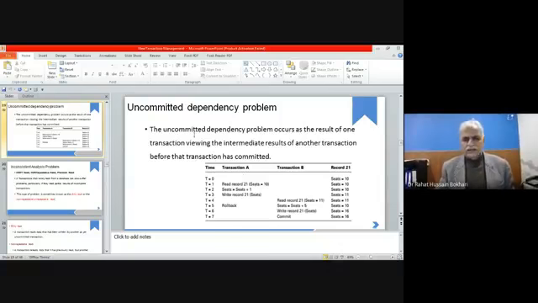Again, the uncommitted dependency problem occurs as a result of one transaction viewing the intermediate result of another transaction before that transaction is completed. It means one transaction has been carried out and still it is in progress, it has not been successfully completed. In the meantime, another transaction is viewing that data, the intermediate results. If such a situation occurs, we say uncommitted dependency problem.